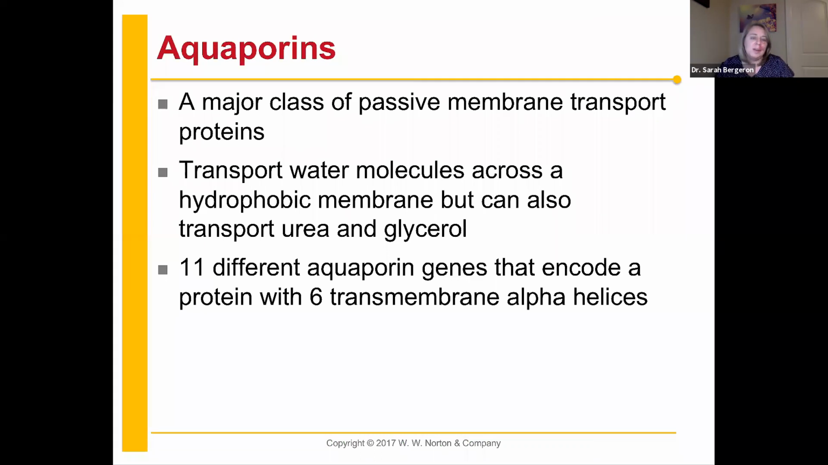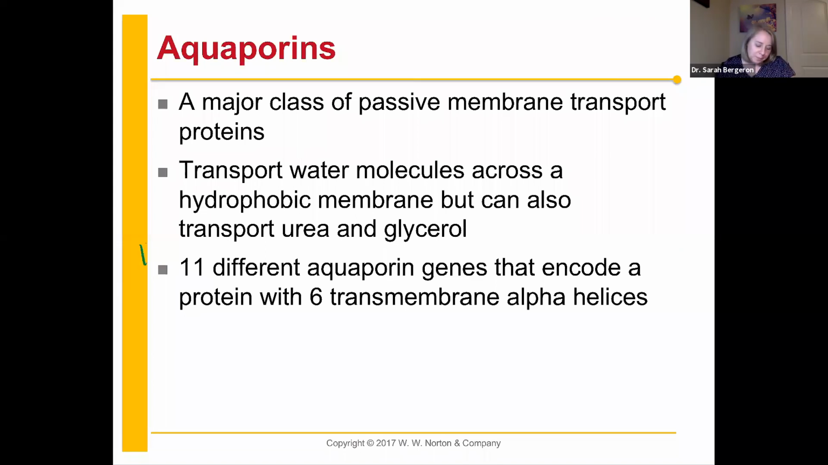Okay, so let's talk about a different kind of passive membrane transport protein. These are called aquaporins. You see aquaporins in red blood cells, in sweat glands, in kidney cells, all areas where we're dealing with a lot of fluid, a lot of water. Their job is to transport water molecules across our hydrophobic membrane. But they're not super specific, because they can also transport urea, glycerol, and a few other things.